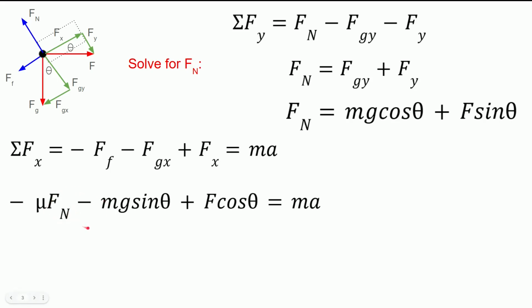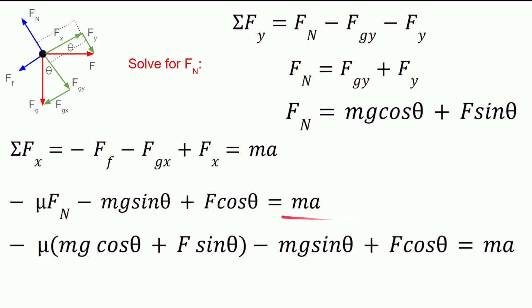Let's tackle Fn. And again, slow down these videos, pause it so you can see the math, and practice this math. Write it down on paper. Don't just watch the video, write it down on paper. So now I'm going to take Fn from up here and bring it down for Fn. So mg cosine theta plus F sine theta. Notice that there's the minus mu on the outside. We're going to have to distribute that.